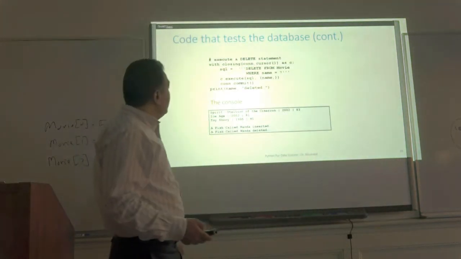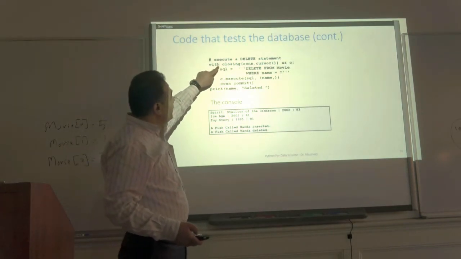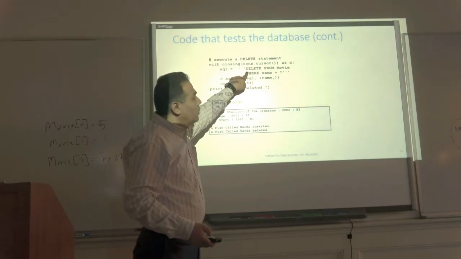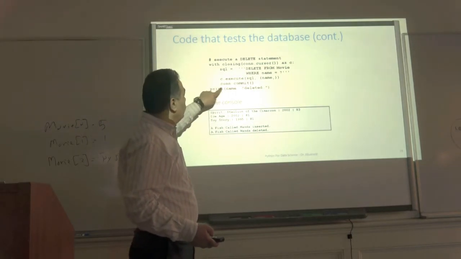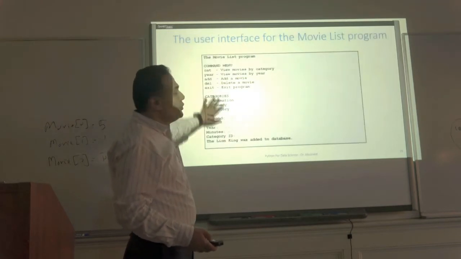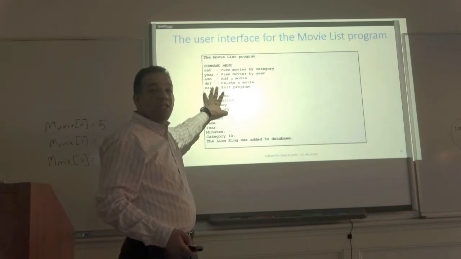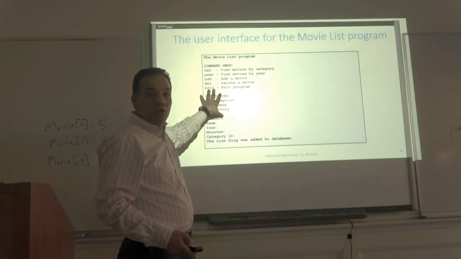Then after that, in here, code that tests the database. With the closing connection, here what I'm doing? Deleting. I have to do what? Commit. All right? So this is the class we had, the same thing, the movies, but with database. So play with it is your responsibility.